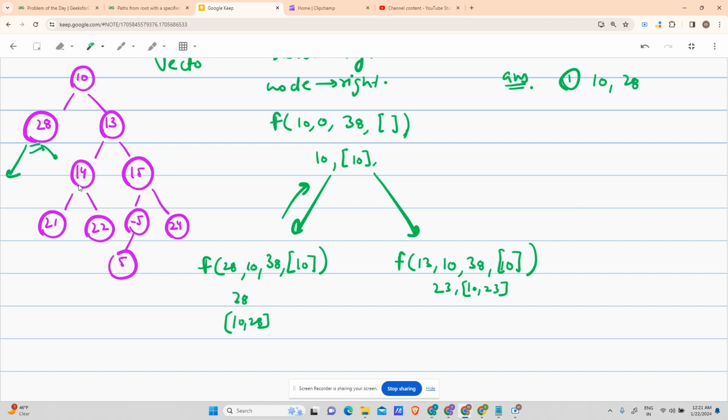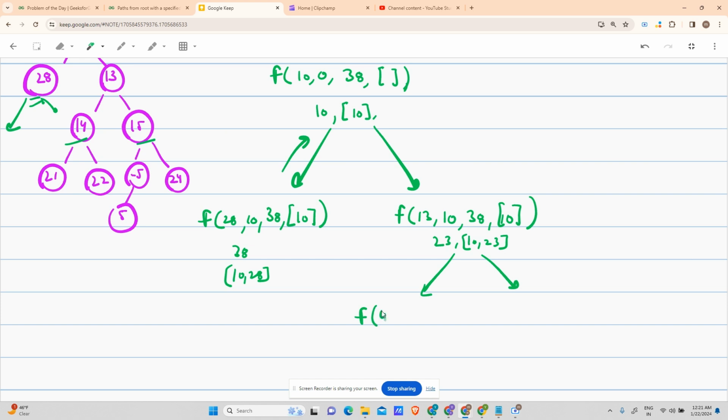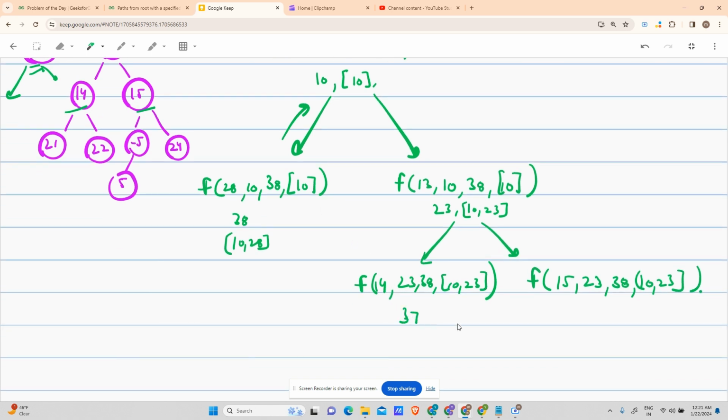Again, two calls, one for 14 and one for 15. So f of 14: sum is 23 now, target again 38, and path is 10, 13. And another one is for the 15 node: sum 23 as usual, 38 as usual, and 10, 13 as before. Now 14 plus 23 will give me 37, and 15 plus 23 will give me 38. So I will also have to update my paths here, 10, 13 and 14, and 10, 13 and 15.